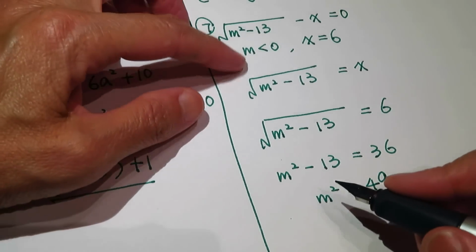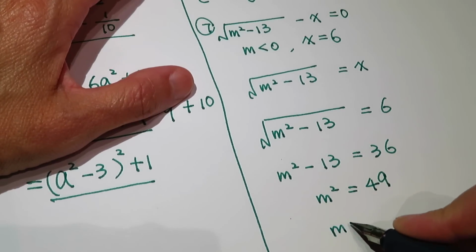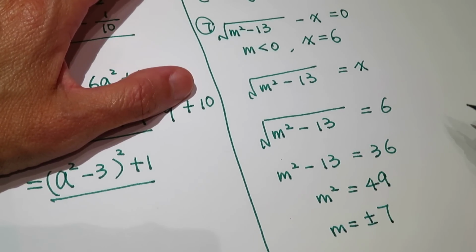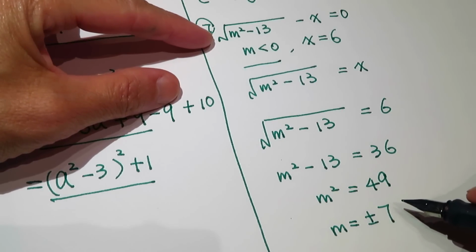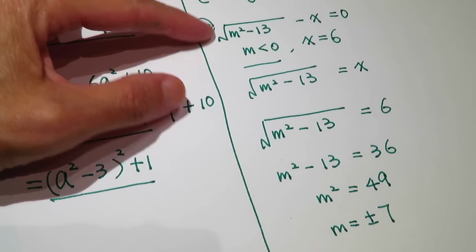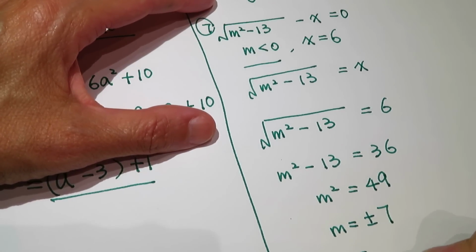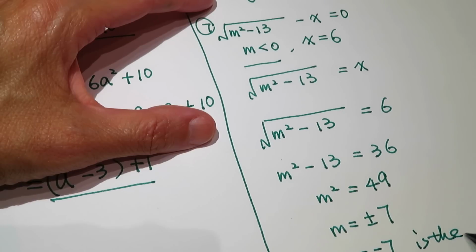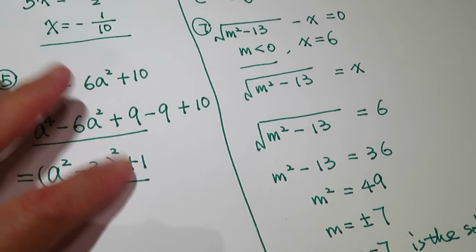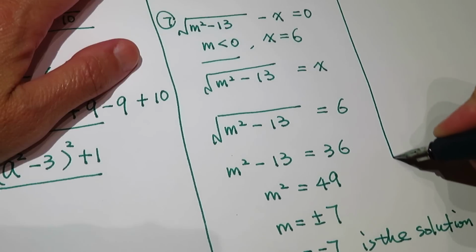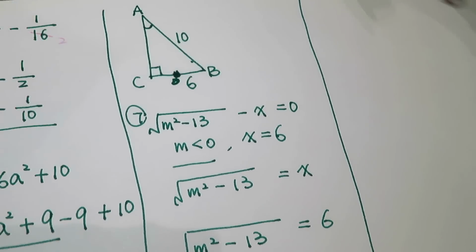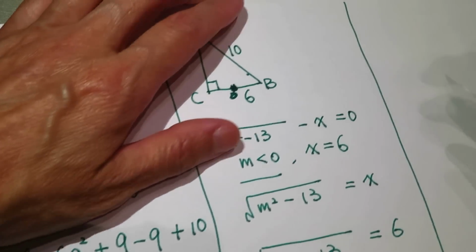And we know m is smaller than 7. M is positive and negative 7. Since we know m is smaller than 7, the positive one is out of consideration. So m equal negative 7 is the solution to this problem. M is negative 7. Okay, now question number 8.